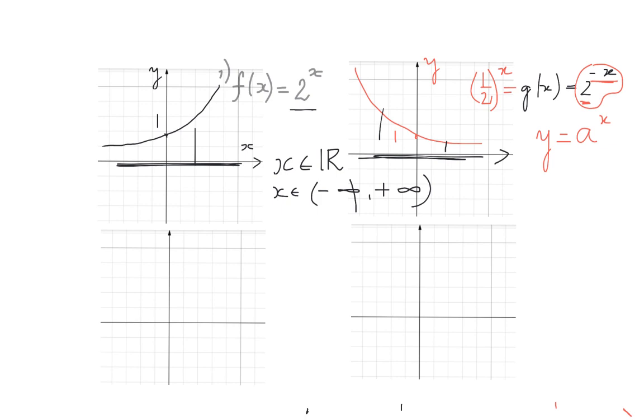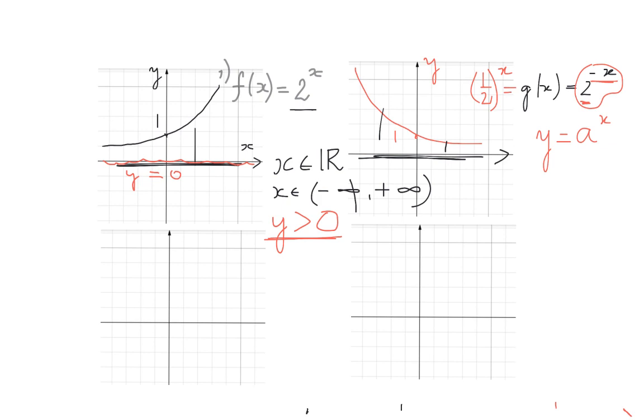The range is always defined as the y values for which the function makes sense. And in this example, we see that the range is y bigger than 0. It cannot be equal to, because the x-axis with its equation y equals 0 does not form a part of the range of exponential function.